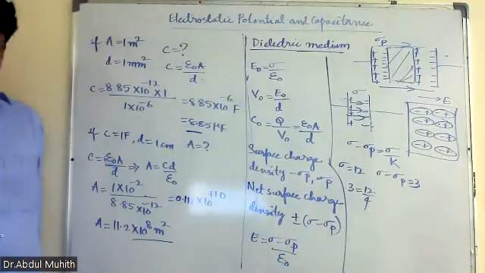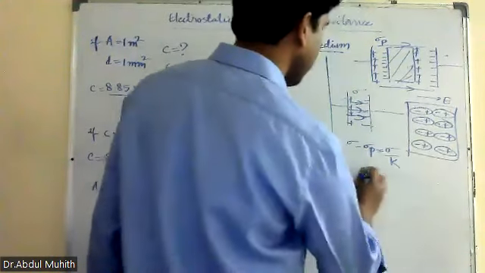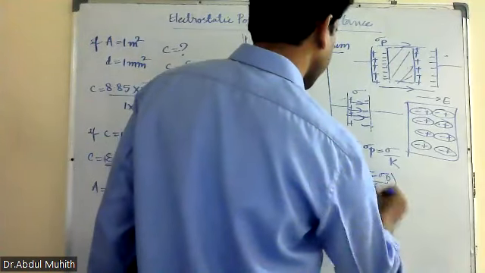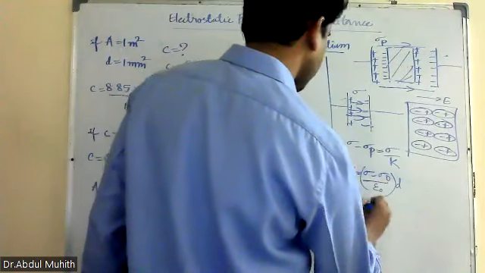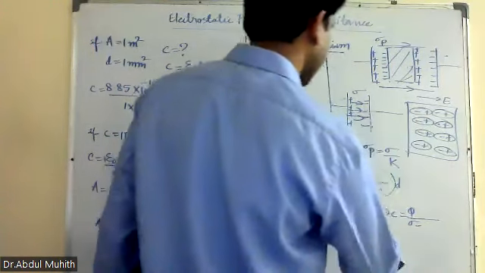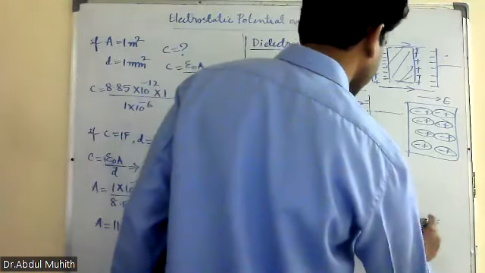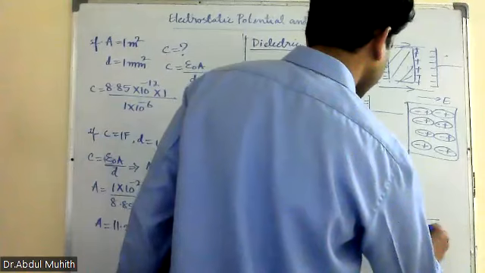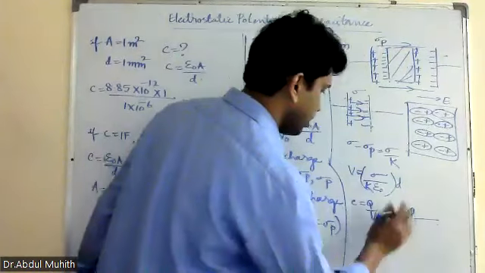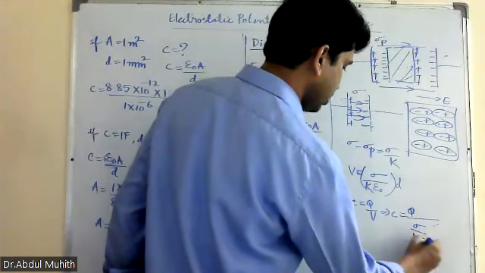Now we'll directly go to V. V is equal to ED, so V is equal to sigma by K epsilon 0 into D. Now C is equal to Q by V. Sigma minus sigma P is sigma by K. Sigma is Q by A, so Q is as it is and V is sigma by K epsilon 0 into D.